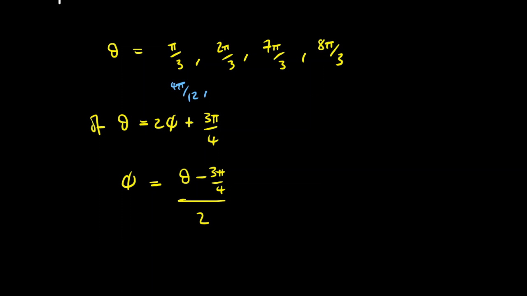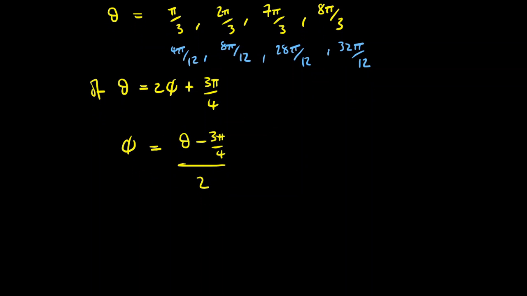So this pi by 3 will be 4 pi upon 12. This one will be 8 pi upon 12. And this one here will be, being rather silly, 28 pi upon 12. And this one here will be 32 pi upon 12. And so then instead of subtracting 3 pi upon 4, I can think of this as subtracting 9 pi upon 12. In other words, I've changed these into 12ths so then I can do the subtraction easily.